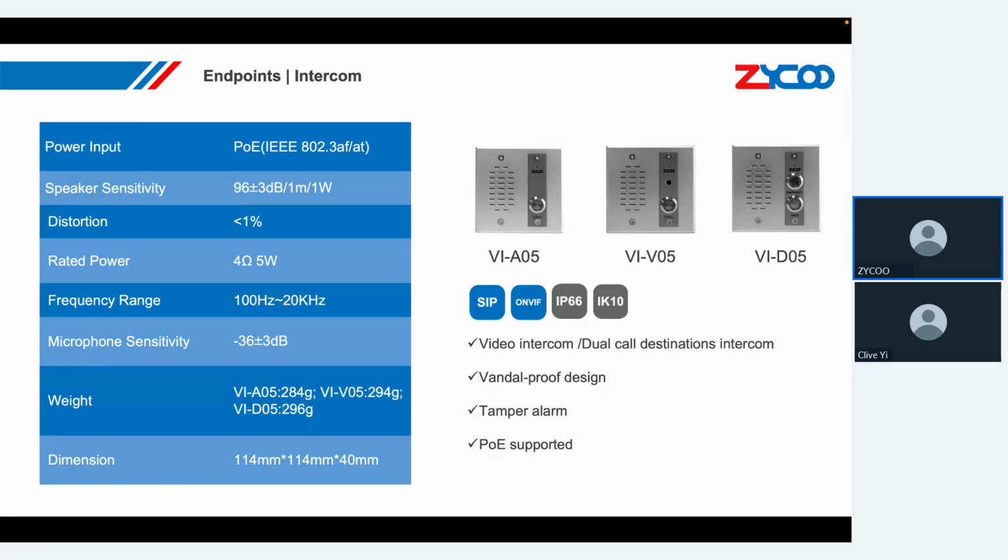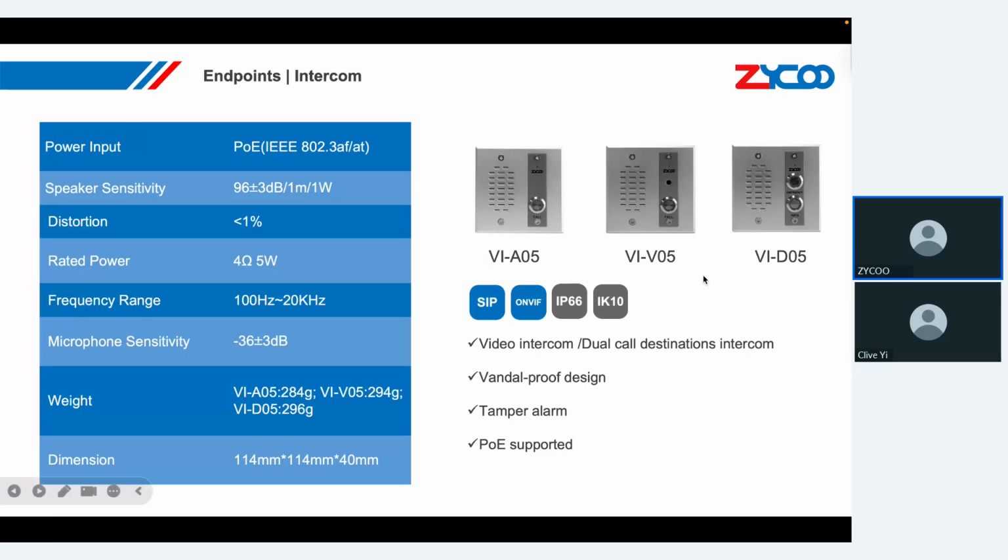But actually, we have 3 different models that you can choose from. So the VI-A05 is the basic one. It has only 1 call button. And this one has the video and call button. And VI-D05 is a dual one with 2 buttons. That means you can set 2 different call destinations. You can make one for emergency contact, and another one for regular general inquiry.